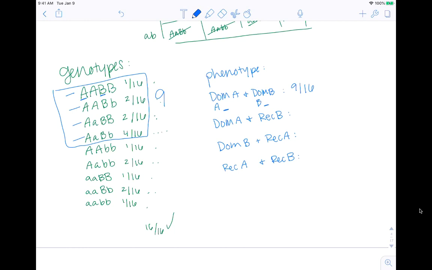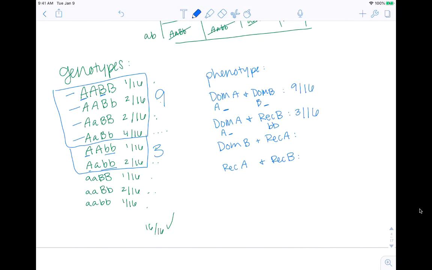Next, we have dominant A, which means we're looking for A with who cares what next to it, and then recessive B, which has to be little b, little b. So big A with little b's. Big A, little b's, big A, little b's. Looks good to me. 1, 2, 3. We have 3 of those. So 3 out of 16 have a dominant for trait A and a recessive for trait B.